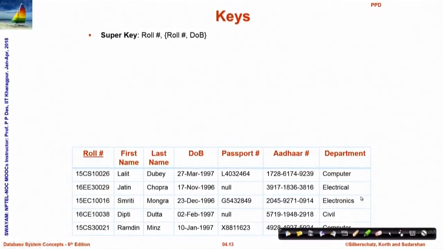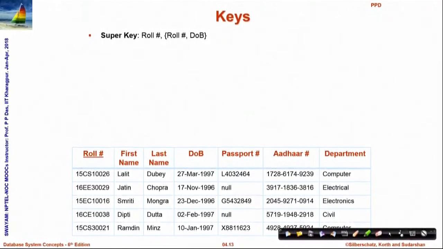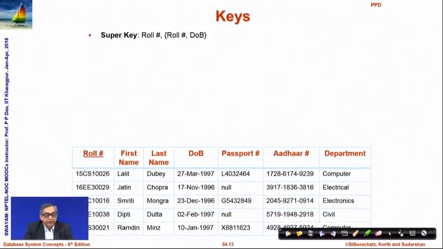Now, let us look at some examples. This is again the same student database I showed a while ago, the same set of columns, but I have added a few more rows. Now, if we look at what could be a super key, there are several candidates, but I have just written a few.